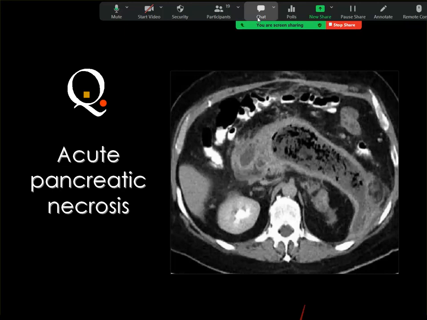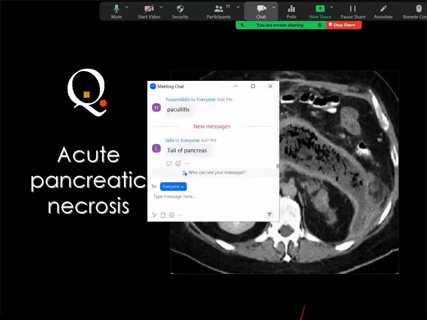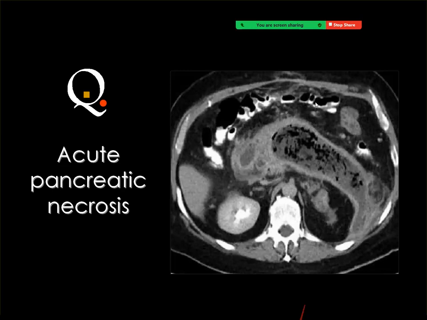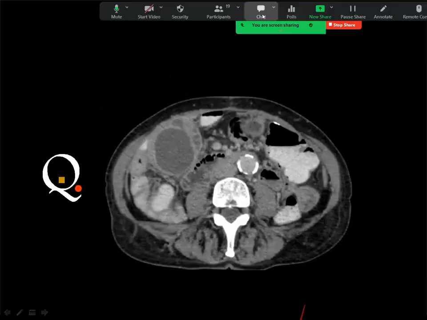Both can fit for this appearance, where you see that most of the pancreas is replaced by fluid and gas. These changes also affect the pancreatic body and the tail, with of course some reactive inflammatory changes in the adjacent peritoneal fat. Next case.